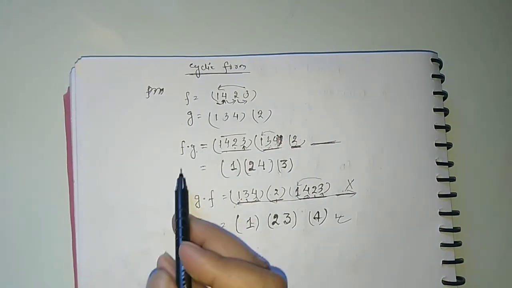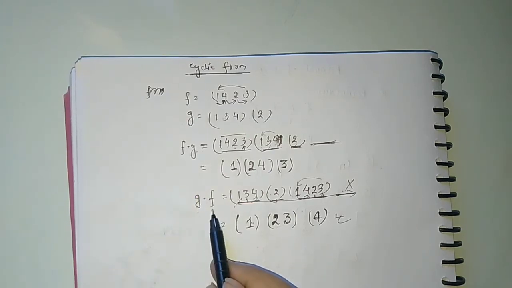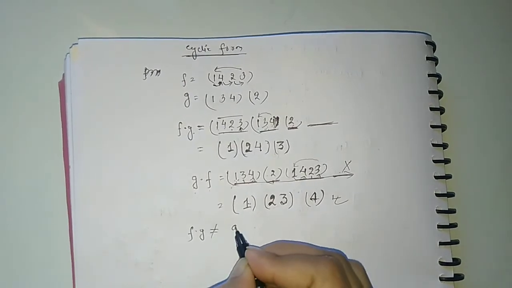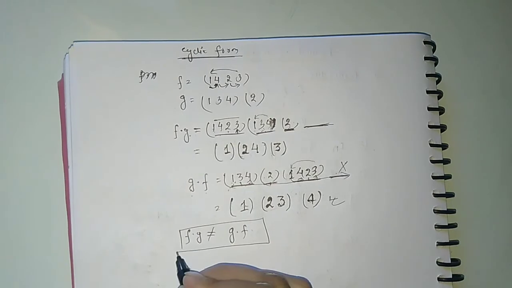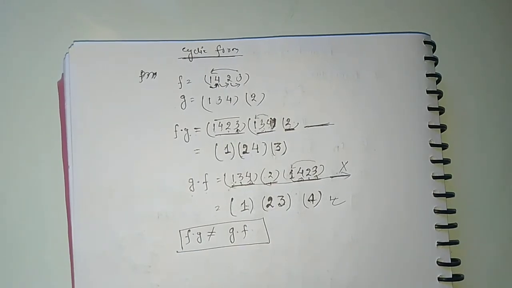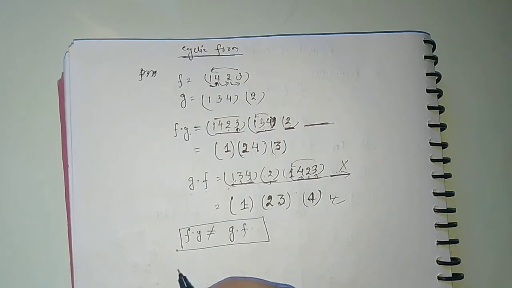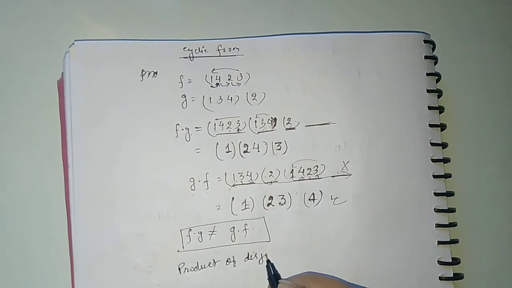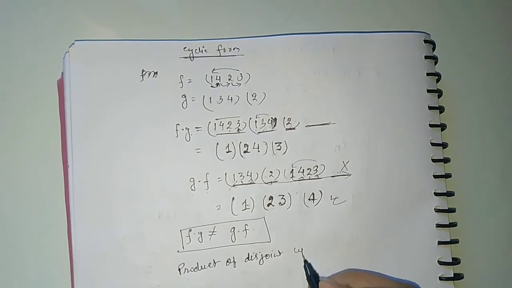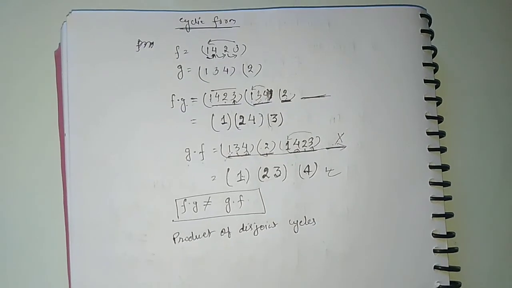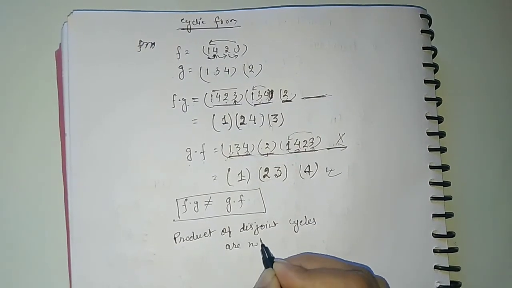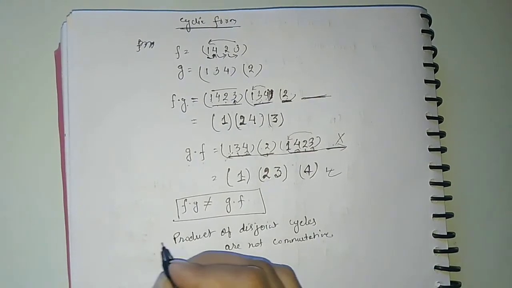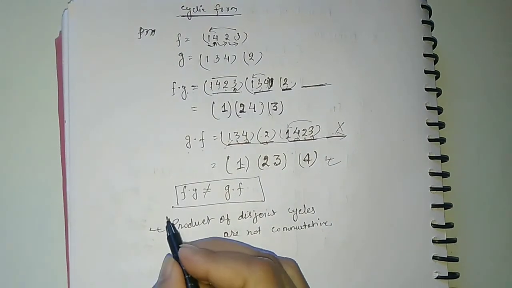We can also note here that F into G and G into F are both not equal. F into G is not equal to G into F. By this statement we can easily say that product of disjoint cycles are not commutative. So this is a note here.